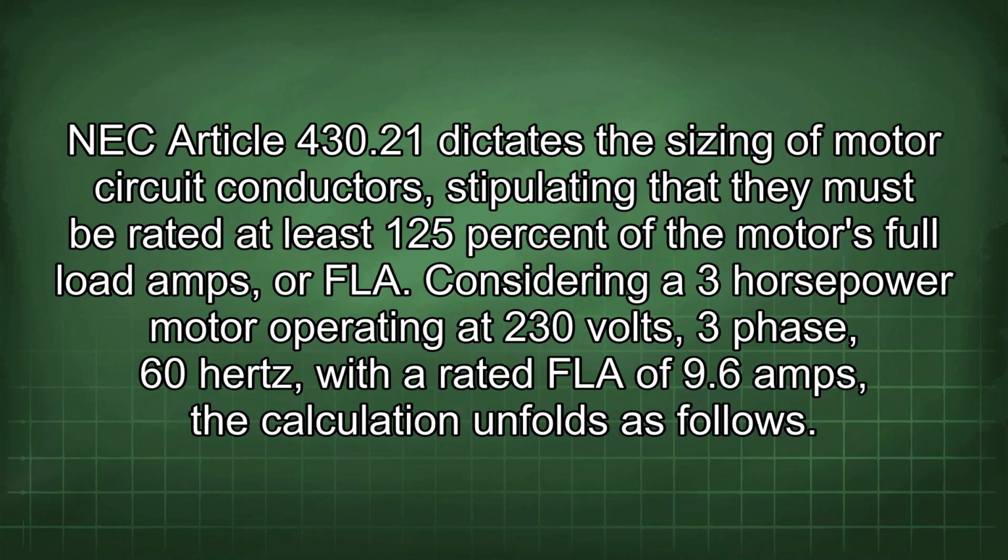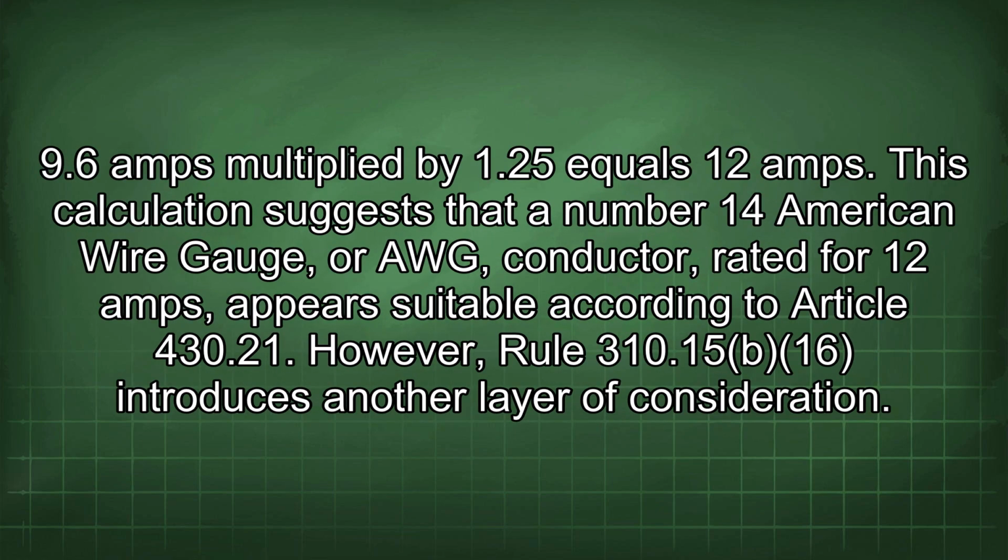NEC Article 430.21 dictates the sizing of motor circuit conductors, stipulating that they must be rated at least 125% of the motor's full load amps, or FLA. Considering a 3 horsepower motor operating at 230 volts, 3-phase, 60 Hz, with a rated FLA of 9.6 amps, the calculation unfolds as follows. 9.6 amps multiplied by 1.25 equals 12 amps.